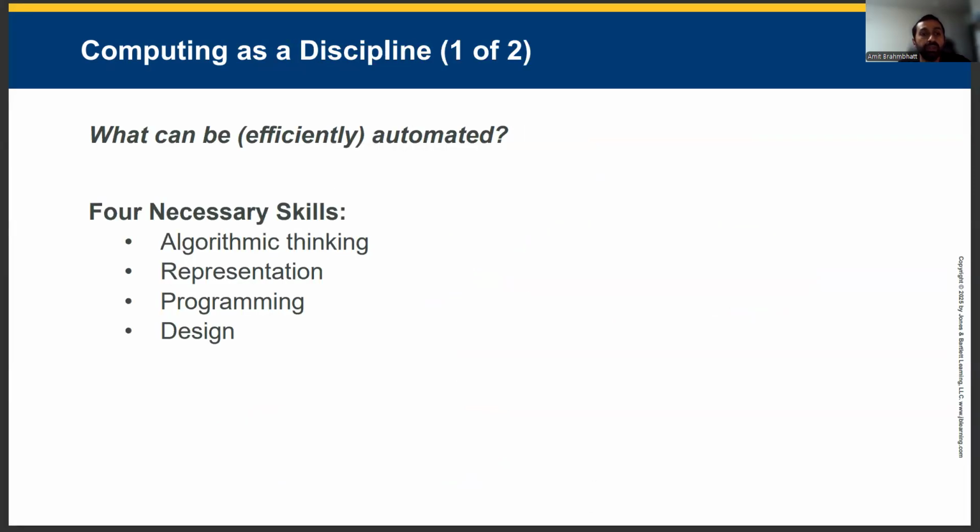Computing as a discipline. A classic question: what can be efficiently automated? Answering that demands four skills: algorithmic thinking, designing step by step solutions; representation, which means choosing the right data models; programming, expressing solutions precisely; and design, which is structuring systems that scale and evolve. Mastery across the skills lets you reason from theory to implementation to user value.